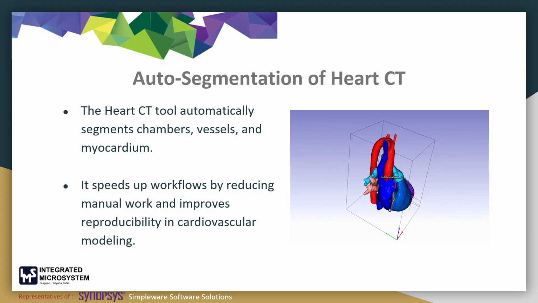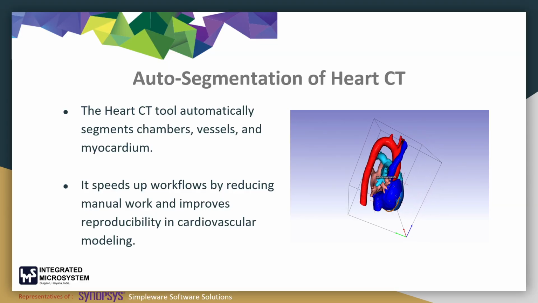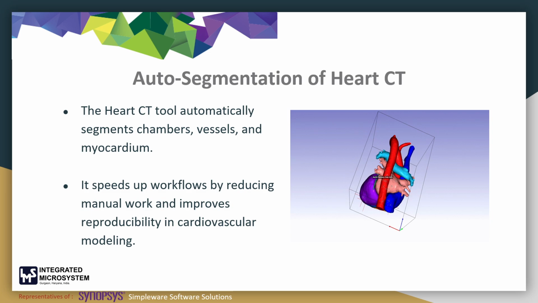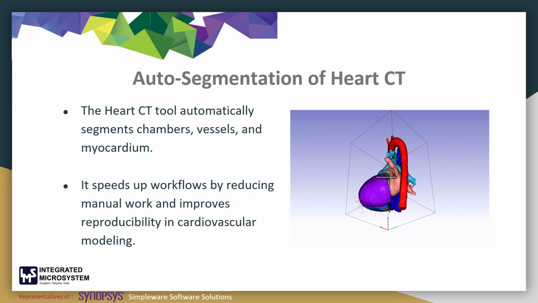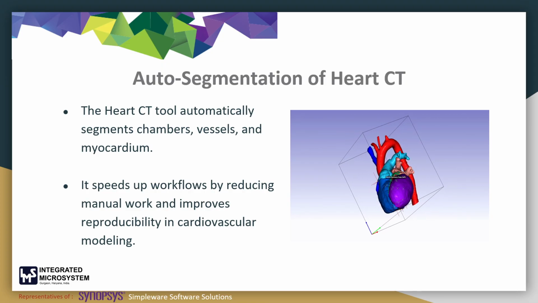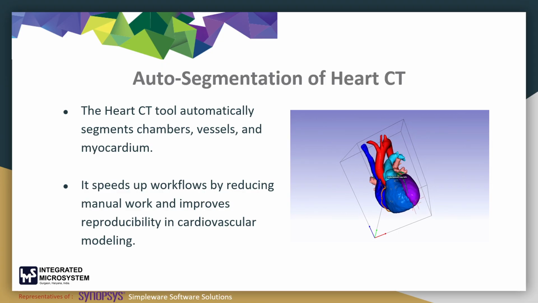that are trained to recognize cardiac anatomy quickly and reproducibly. The tool identifies and separates major anatomical regions of the heart from CT scans, including the left and right ventricles, atria, aorta, pulmonary artery, and myocardium. With just a few clicks, it generates labeled masks for each of these parts, dramatically reducing the manual effort required and minimizing inter-user variability.